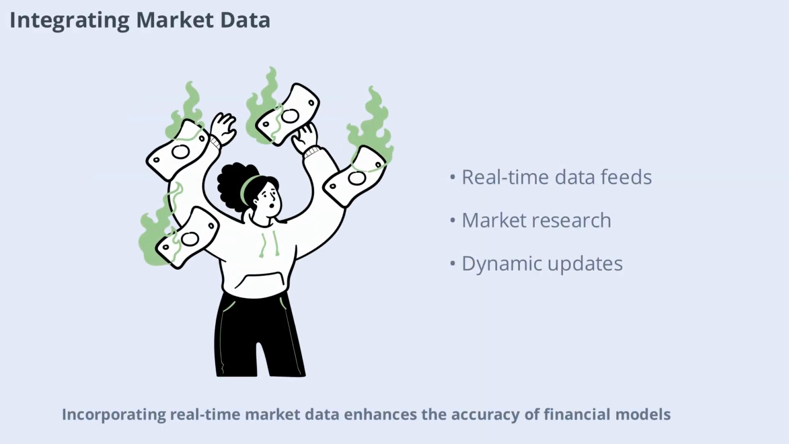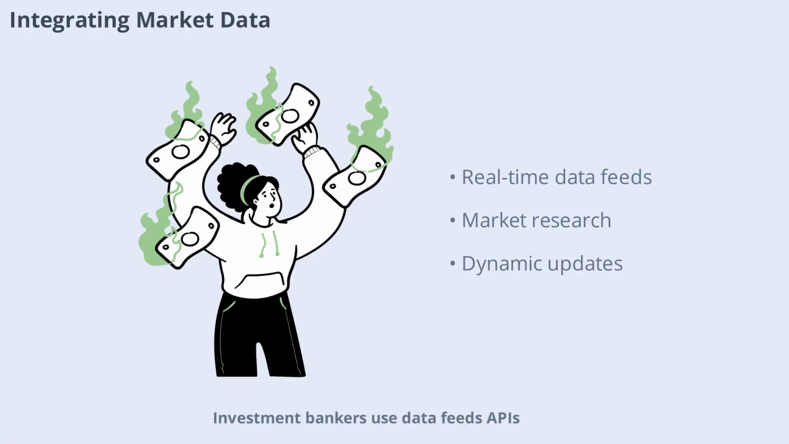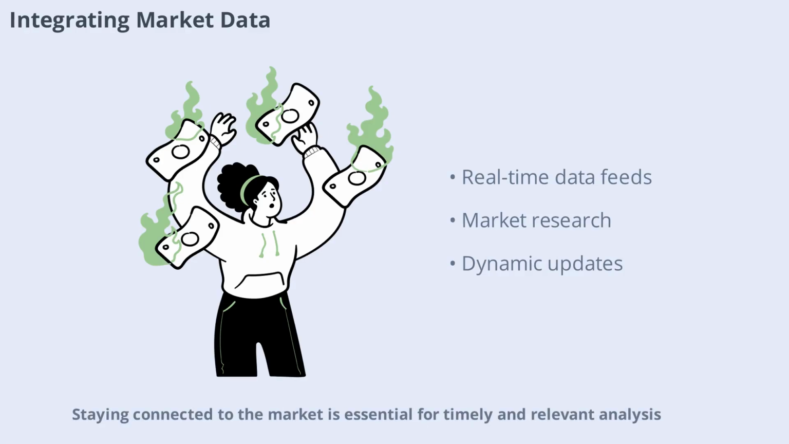Incorporating real-time market data enhances the accuracy of financial models. Investment bankers use data feeds, APIs, and market research to update assumptions and projections. This integration allows models to reflect current conditions and respond quickly to changes. Staying connected to the market is essential for timely and relevant analysis.